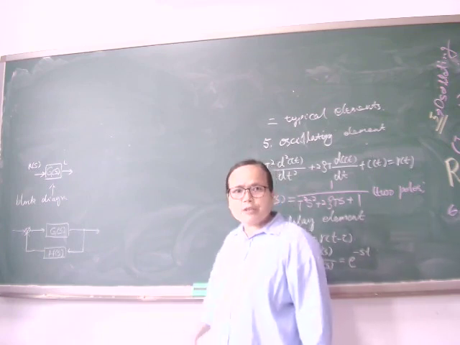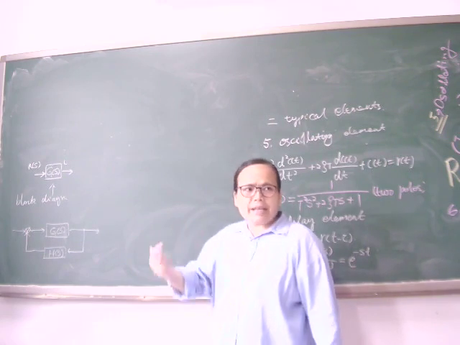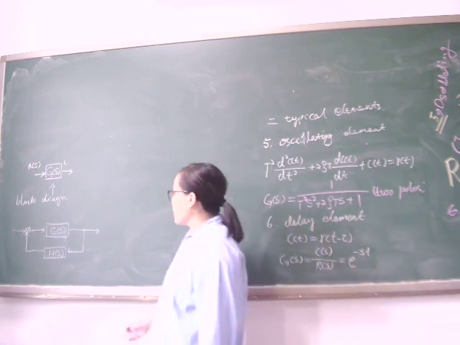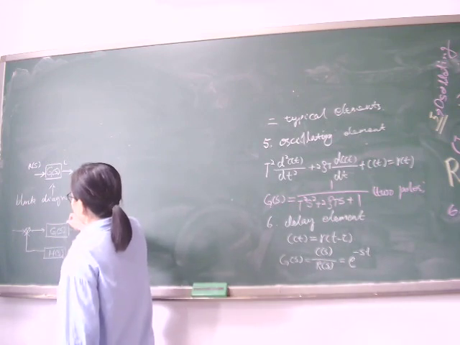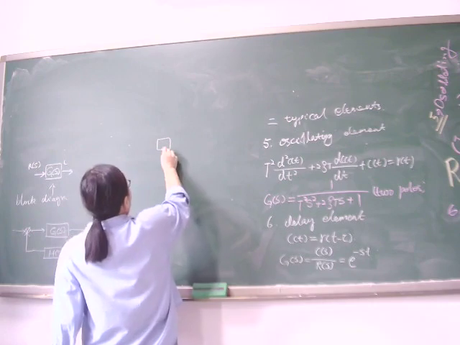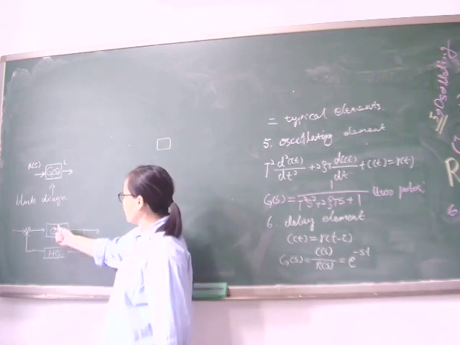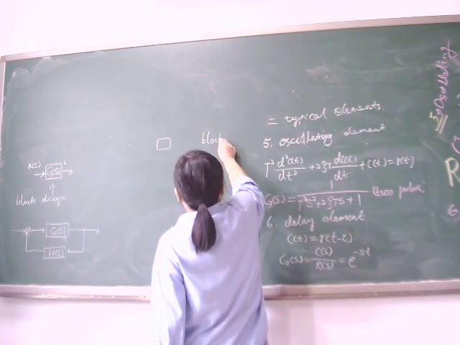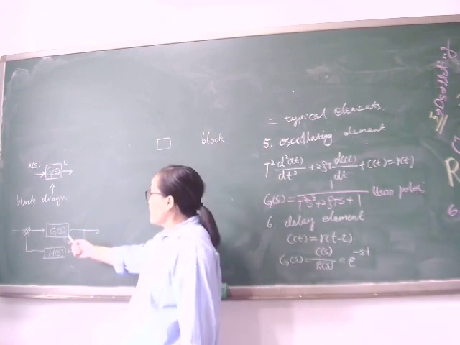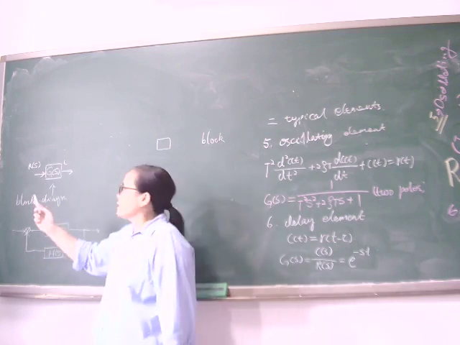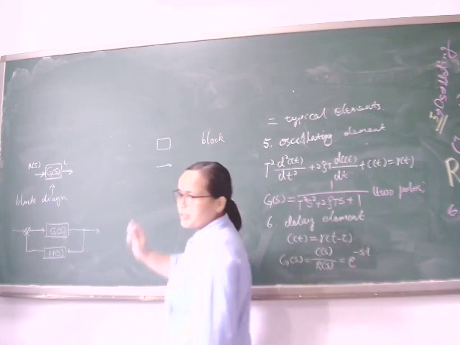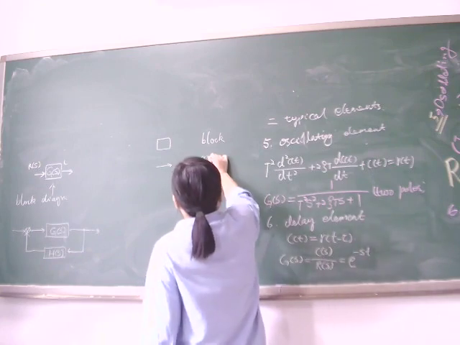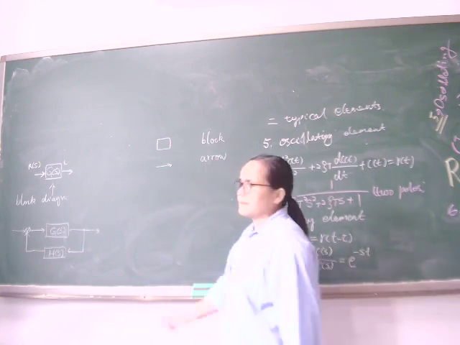For this block diagram, we show some new symbols. What's the meaning? How to speak it out? We can see here, this is called a block. Here is a block, these two are all blocks, so we call it a block. Now, here, like this. What's the meaning? It is an arrow. It's an arrow.